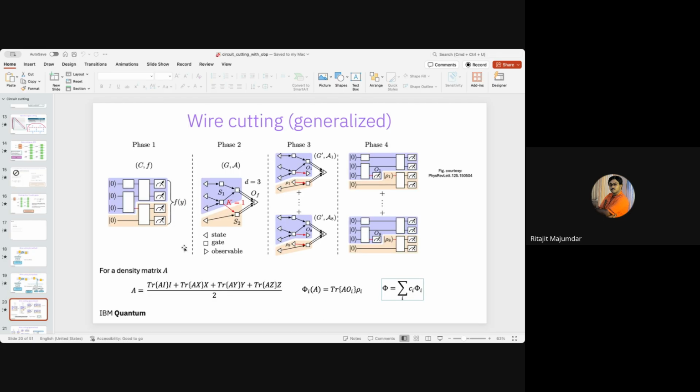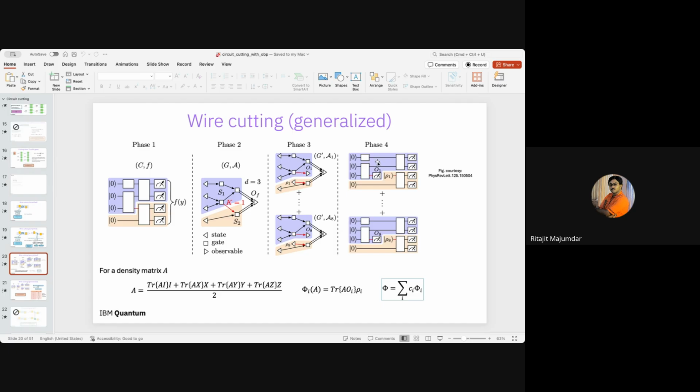And this is a more generalized scenario. It looks a bit complicated, but the main idea is simple: you are measuring in basis O and preparing in the corresponding eigenstate of O. Since any density matrix can be written, when I'm cutting this, this is in general a density matrix, right? This is what we argued in the beginning. A density matrix can always be written as a linear combination of the Pauli matrices, because the Pauli matrices span the 2 qubit vector space. So I can write it as a linear combination of I, X, Y, Z.